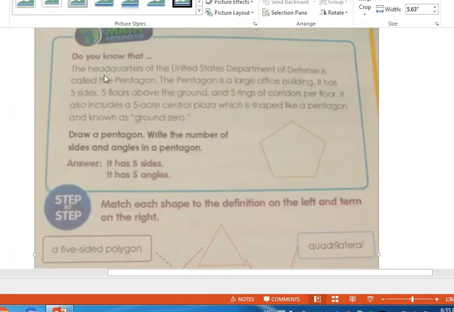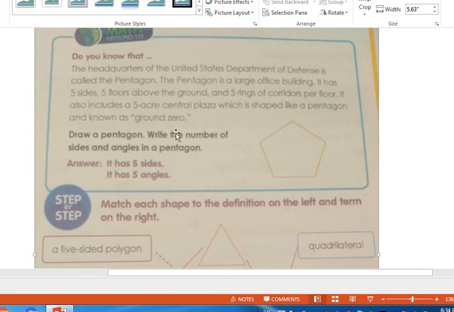Do you know that the headquarters of the United States Department of Defense is called the Pentagon? Why? The Pentagon is a large office building. It has 5 sides, 5 floors above the ground, and 5 rings of corridors per floor. It also includes a 5-acre central plaza, which is shaped like a pentagon and known as Ground Zero. So this is very interesting information.